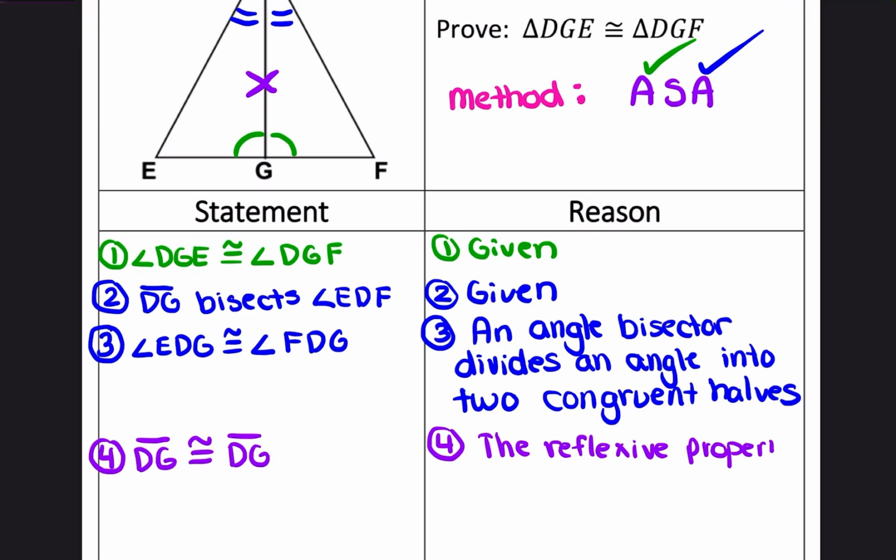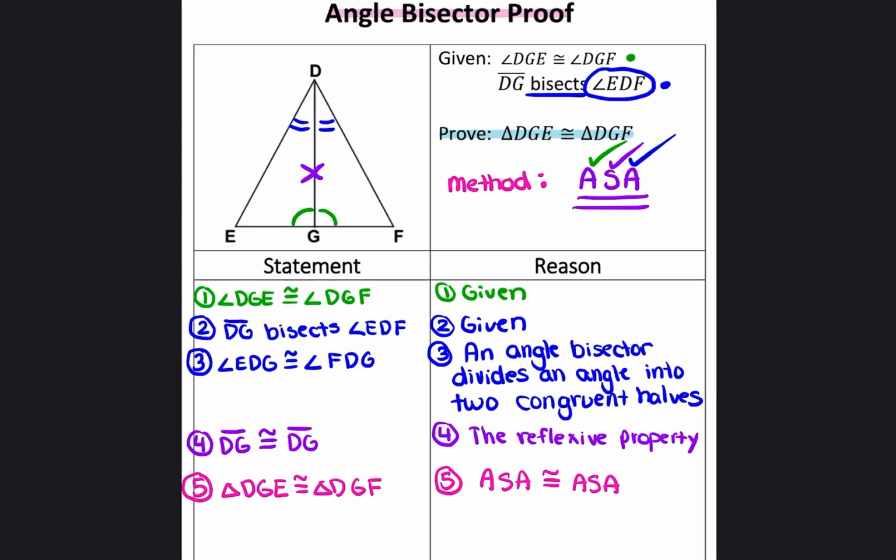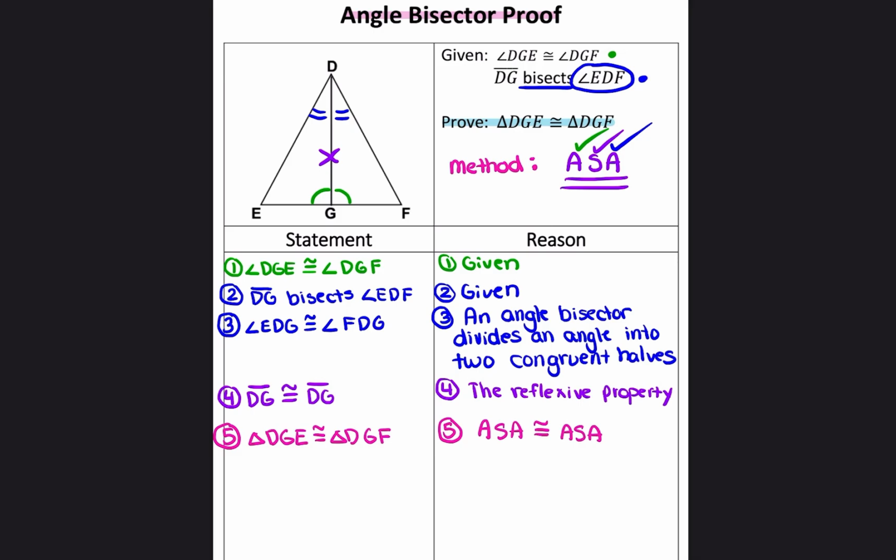Okay, and that is my middle side. So now that I have everything I need for my method complete, I can go ahead and write my proof statement because I have everything I need to prove this. So my final statement, I'm going to write step 5, and that is going to be triangle DGE is congruent to triangle DGF, and the reason is angle side angle is congruent to angle side angle. End of proof. Okay, nice little 5-step proof.